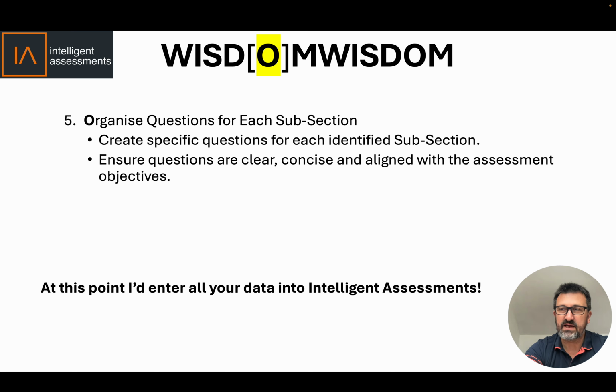I would suggest that you have no fewer than 2 questions per subsection, and I'd say have no more than 6 questions per subsection. It'll make a lot more sense in a second when we start going through the various permutations of combinations that you're going to have to write summary sections for, but anywhere between 2 and 6 will keep things straightforward at the start of doing this. Ensure your questions are clear and concise and aligned with the assessment objectives.